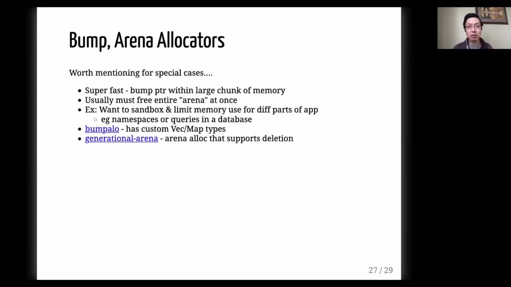Okay, finally, for certain use cases, you can use bump arena allocators. Usually this is for special cases where, let's say you want to sandbox some memory for a part of your app, for queries in a database or certain namespaces, that kind of thing. They just allocate memory by bumping a pointer, and then you can free it all at once. So for these things, there's a crate called bumpalo, which is really great. And that can help sometimes when you want to control memory use.